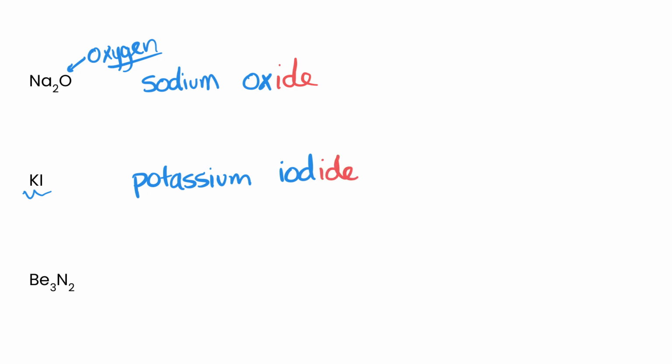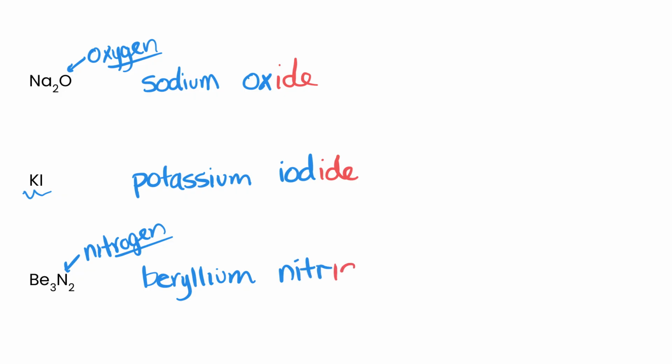So potassium iodide. And finally, our last example, Be3N2. Be, if we look that up, is beryllium. And then N is nitrogen. So we are going to, again, get rid of the ending and add the -ide, so that becomes nitride. So beryllium nitride. So that is how you come up with the name for binary ionic compounds as well as the chemical formula for binary ionic compounds. That's it then for this video. We'll see you in the next one.